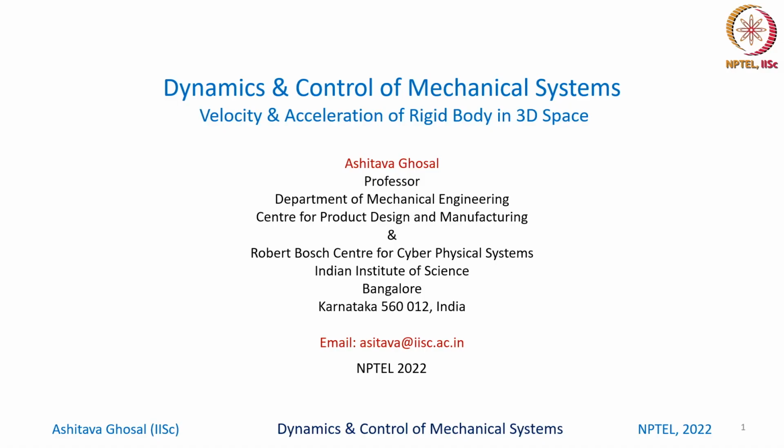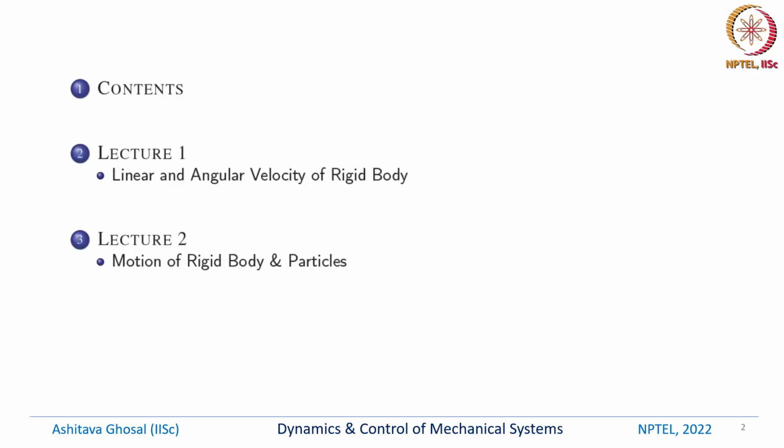In the last week, we had looked at position and orientation of a rigid body and combined motion of a rigid body consisting of translation and rotation. In this week, we will look at the velocity and acceleration of a rigid body in 3D space. There will be two lectures in this week.